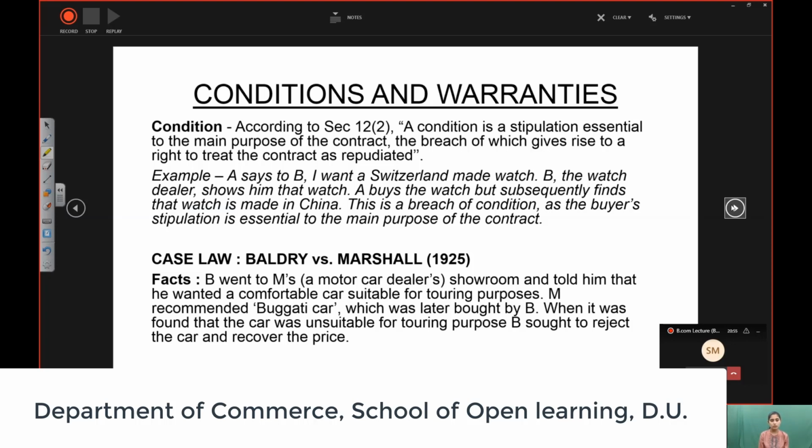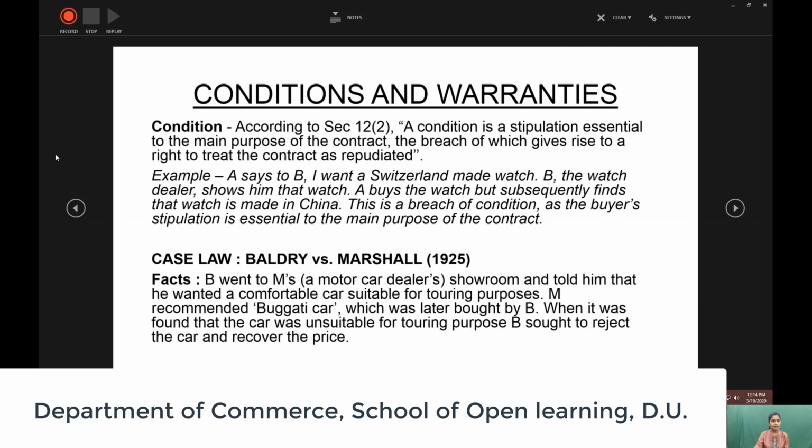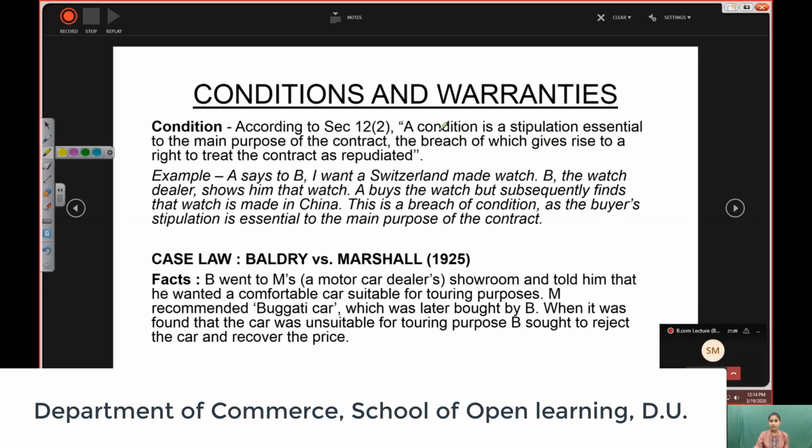So according to section 12, subsection 2, a condition is a stipulation essential to the main purpose of the contract, the breach of which gives rise to a right to treat the contract as repudiated. So I'm highlighting that a condition is a stipulation. Stipulation means requirement essential to the main purpose of the contract, the breach of which gives rise to a right to treat the contract as repudiated. The term repudiated means cancellation.